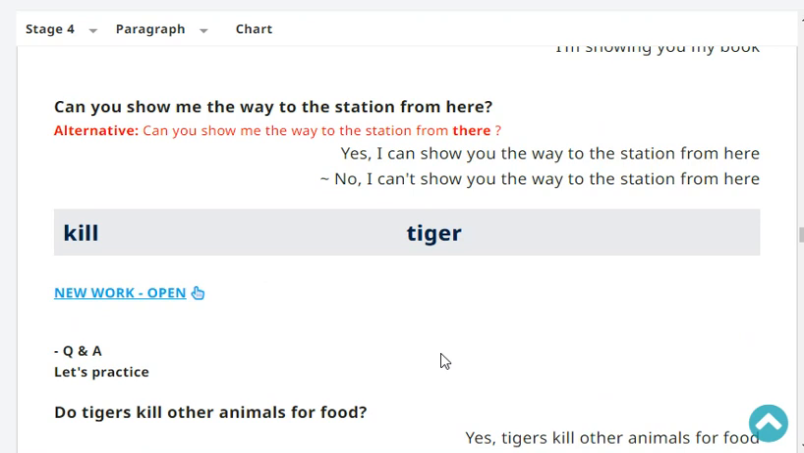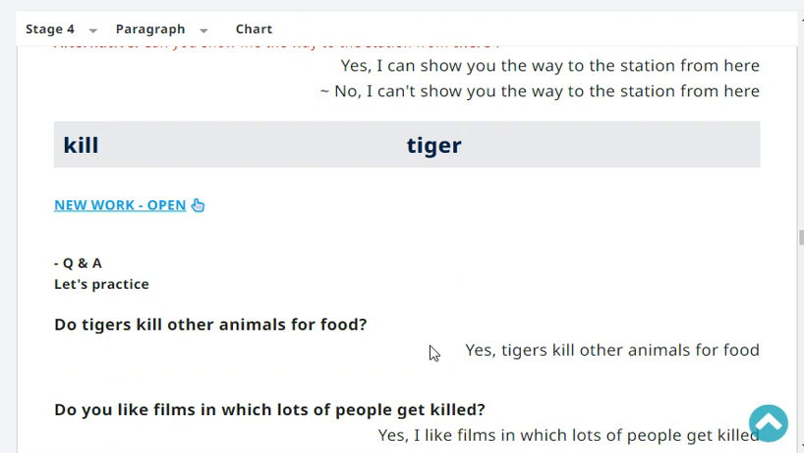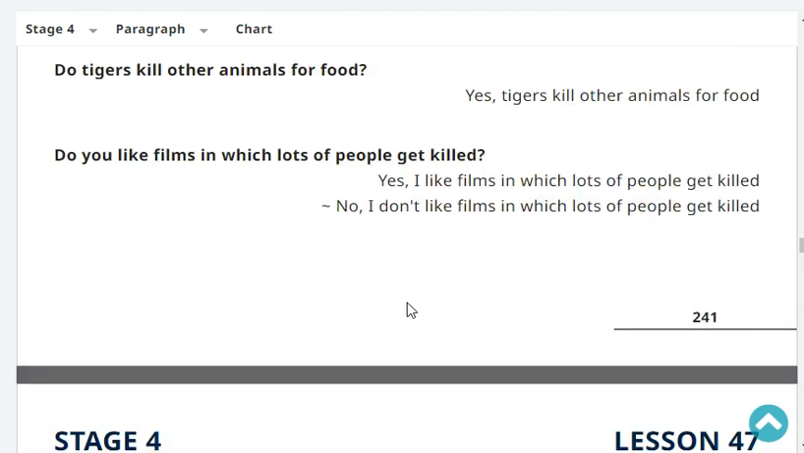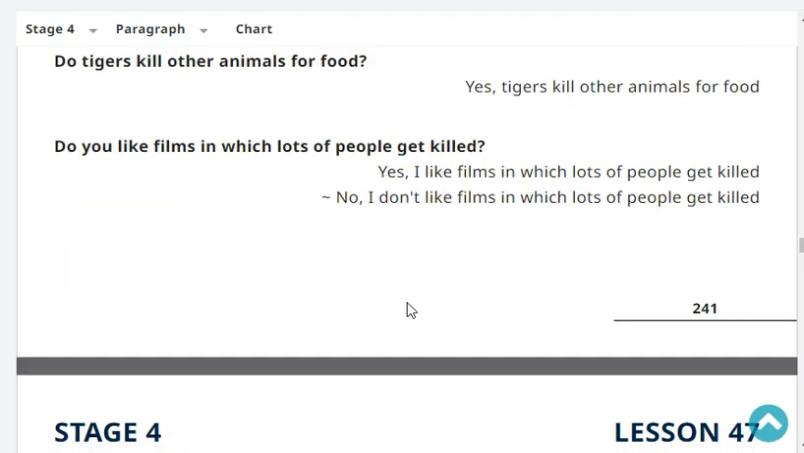Yes or no? Yes, I can show you the way to the station from here. Very good. Do tigers kill other animals for food? Yes, tigers kill other animals for food.